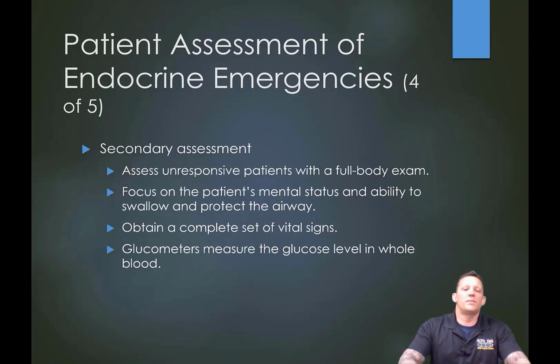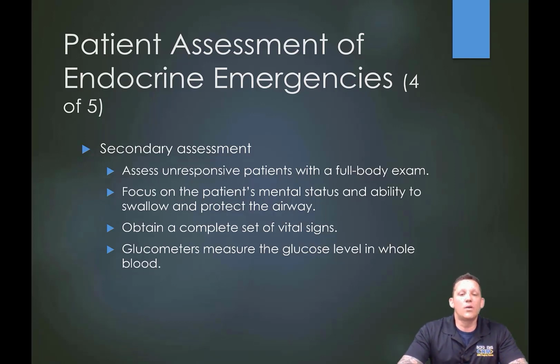Doing your secondary assessment, you want to make sure that you always err on the side of caution. You're going to give them a full physical assessment, always focusing on the patient's mental status and their ability to protect their own airway. If they can't swallow and protect their own airway, you might have to do this for them. Obtain a detailed and complete set of vital signs. This is the case where a BGL is absolutely indicated and should be taken every single time.